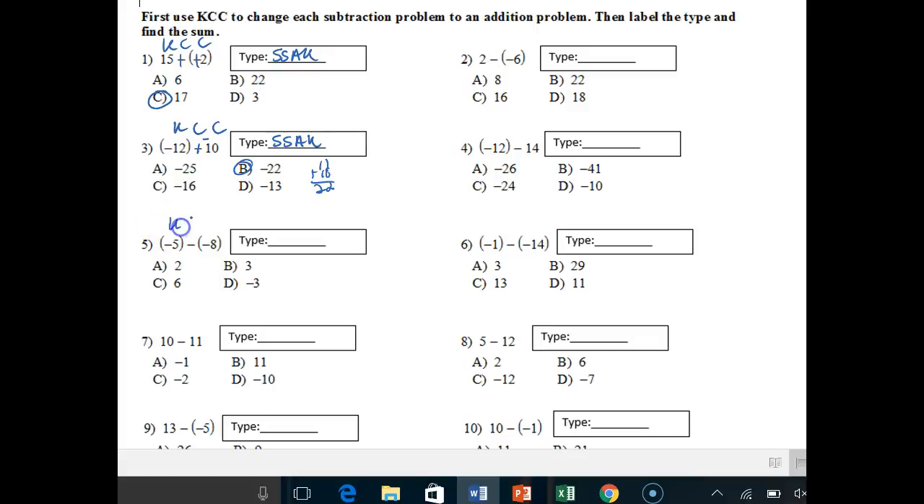Number 5, KCC, keep, change. That's different signs subtract because I now have a negative and a positive. So that means I'm going to do 8 minus 5, which is 3. My answer is going to be positive 3 because I had more positives than negatives. So my answer is positive 3. Pause the video and do number 6.